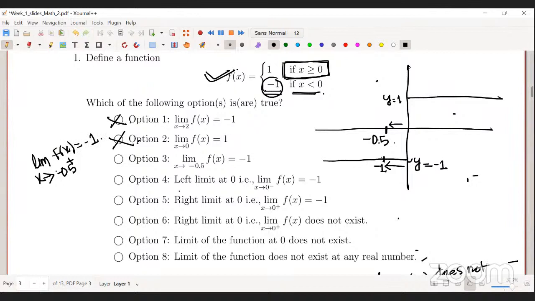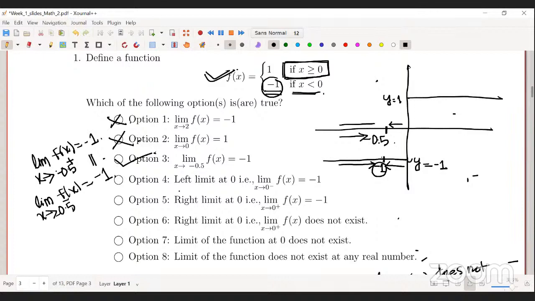And also, if you are coming to minus 0.5 from the left hand side, you can see that the value of the function approaches -1. So both the left hand limit and right hand limit at minus 0.5 are -1. They are equal. That's why we can say that the limit of f of x at minus 0.5 exists, and that is equal to -1. So option 3 is correct.